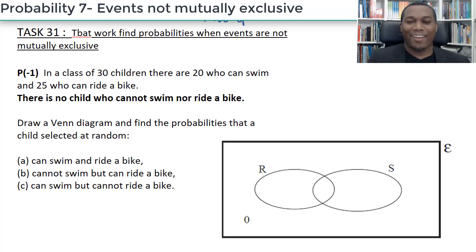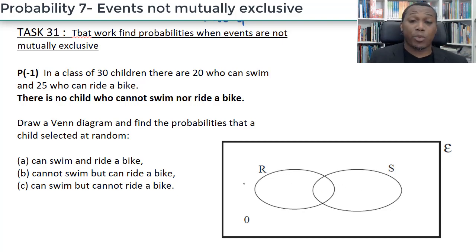Okay. B, we're reading from B, please. B, cannot swim but can ride a bike. And C, can swim but cannot ride a bike. Those are the probabilities we need to work out. And to help us work that out, so we don't have to go into multiplication or any complex calculation with fractions, we can use the Venn diagram. All we need is to put in the numbers. How many are riding a bike and swimming? How many are riding the bike alone? How many are swimming alone?